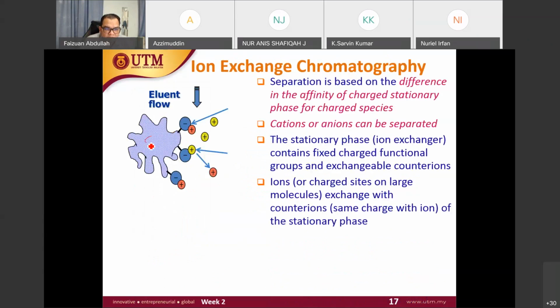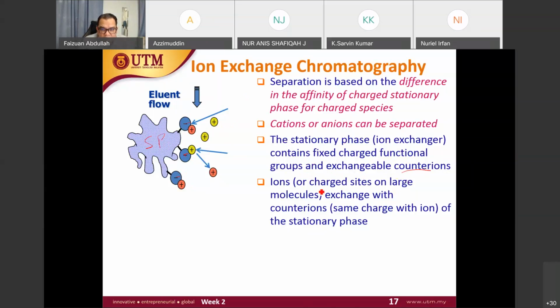This is our stationary phase. Separation is based on the difference in the affinity of the charged stationary phase for charged species. For ion exchange, for example, we have negative charge on the surface of the stationary phase, so the positively charged analyte will attach to it. The stationary phase ion exchanger contains fixed charge functional groups and exchangeable counter ions.